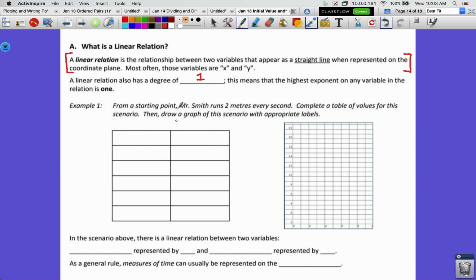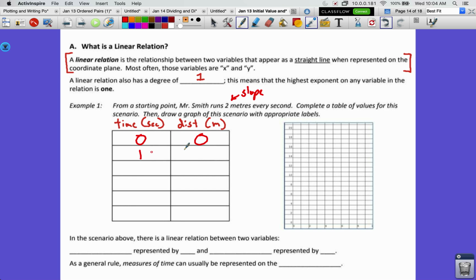So what 2 things do we want to compare here? Probably time and distance, because those are the 2 things that are changing in this problem. So we'll just do time as measured in seconds and distance as measured in meters. Now from a starting point, so at 0 seconds, he's traveled 0 meters. He then runs 2 meters every second. That 2 meters, that is now our slope. That is how quickly our distance is changing.